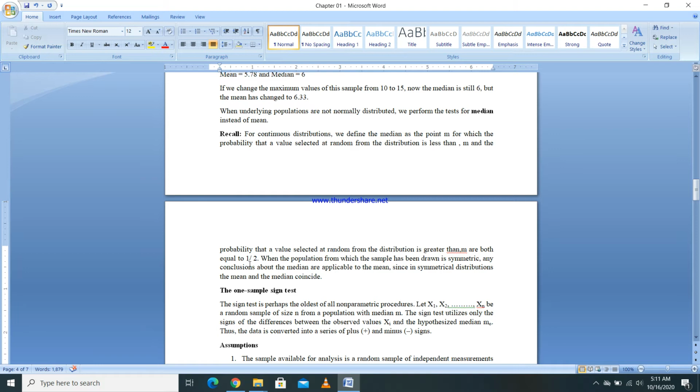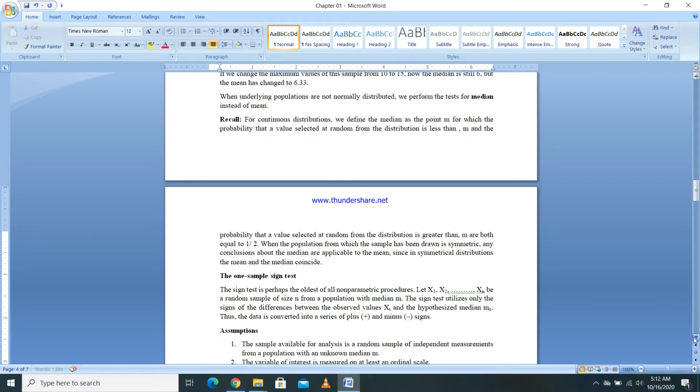When we are using the median as a parameter in non-parametric statistics, sometimes they use the notation mu also in some reference books, but I'll be using simple M to denote the median value of the population throughout this course. So it's up to you. You can use whatever symbol you like. If you like to use mu, you can use it, because mu is not only for the mean. In non-parametric procedures you can use mu for the median as well.